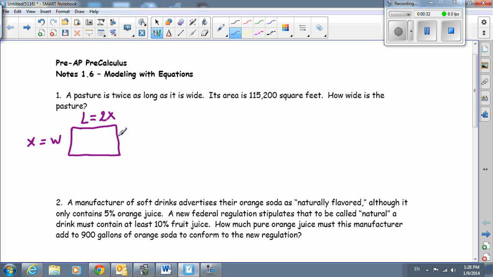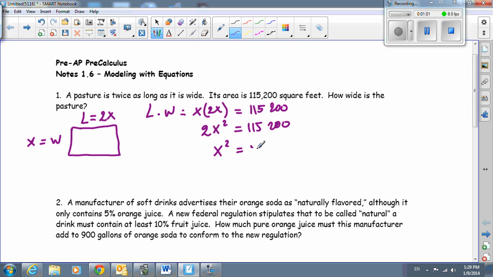How wide is the pasture? In other words, we're looking for W, also called x in this specific case. So to find the area, we do length times the width. But in terms of x, it is x times 2x, and apparently that is equal to 115,200 square feet. This tells us that 2x squared is equal to 115,200. Divide both sides by 2 to get x squared is equal to 57,600. x is therefore equal to the square root of 57,600, which is equal to 240. So you will say it is 240 feet wide.